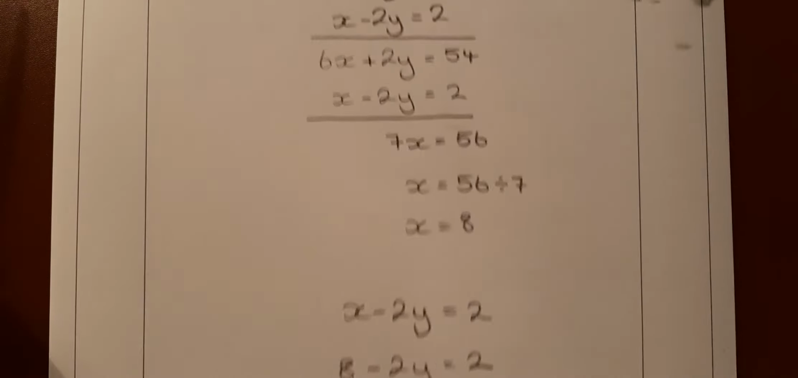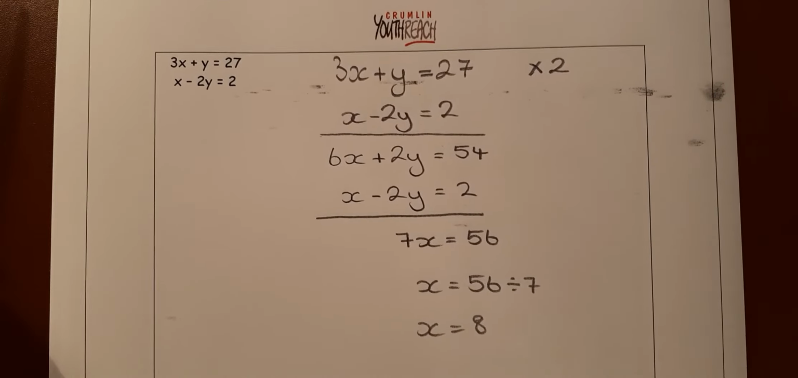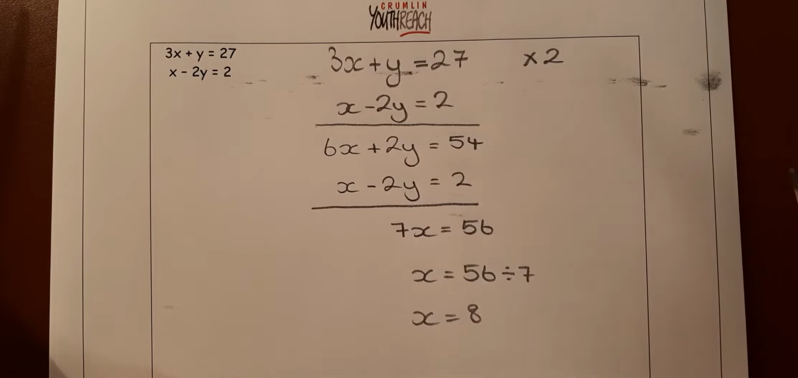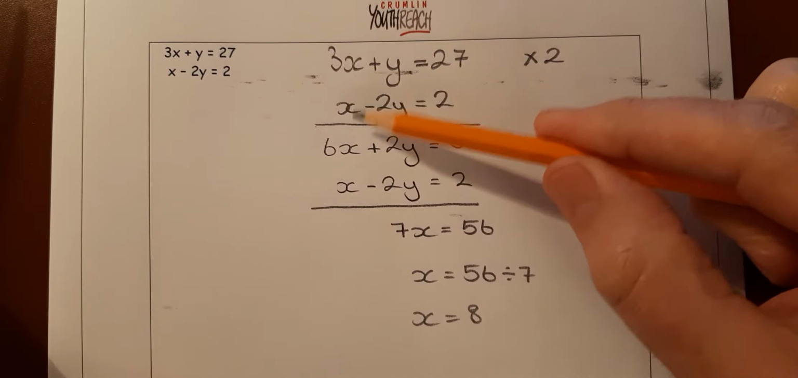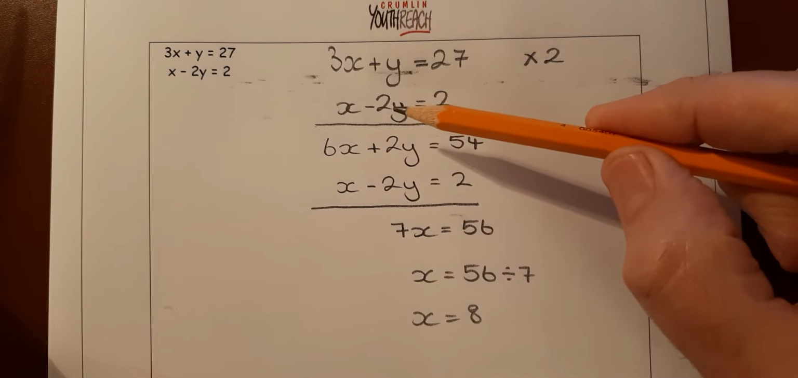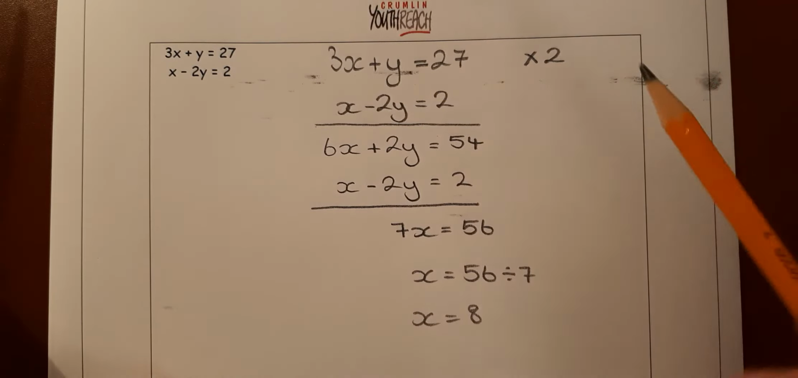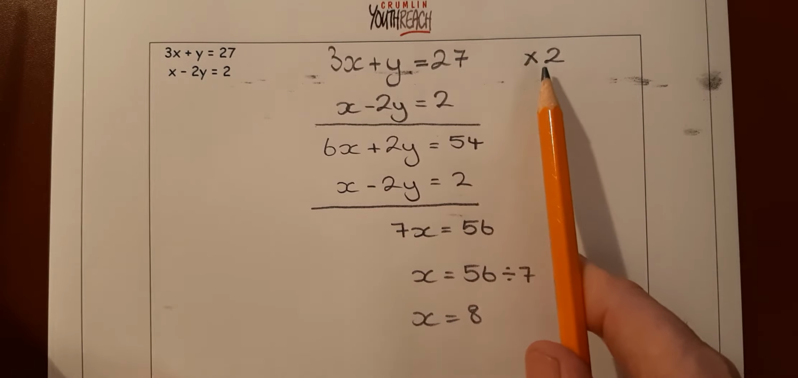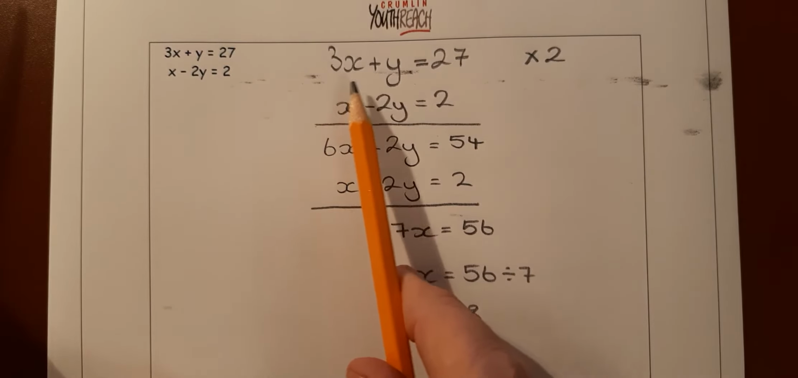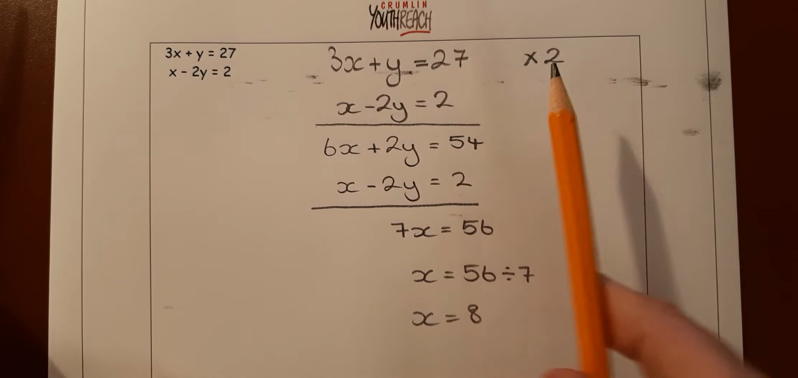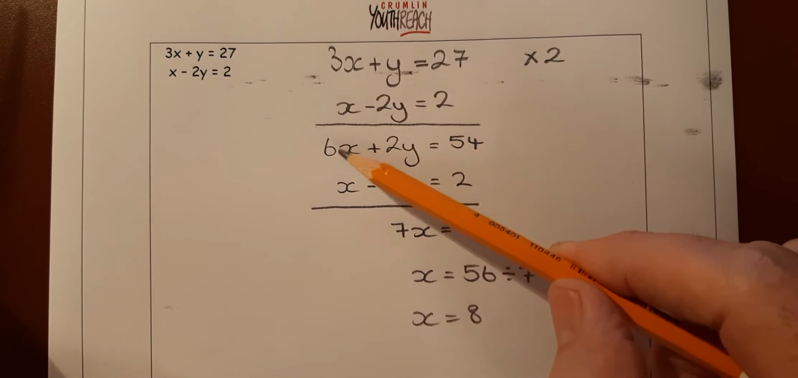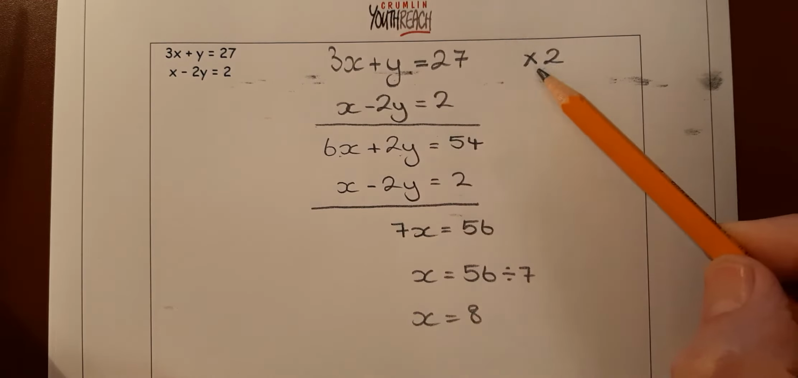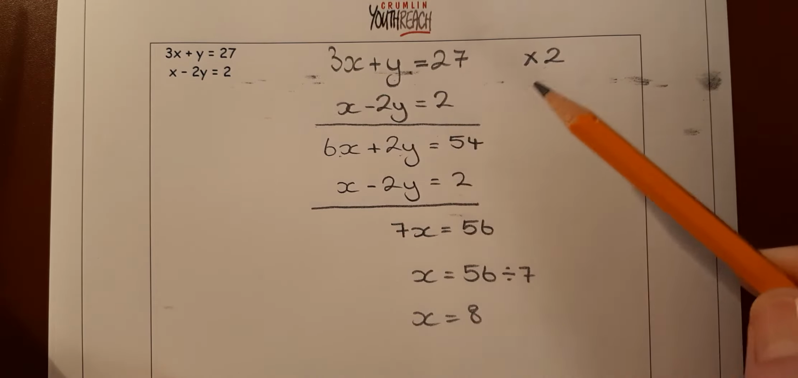The second simultaneous equation that we're given is 3x plus y equals 27, x minus 2y equals 2. So now we have to choose which one of these to eliminate. To me, I'm going to eliminate the y's. And how I'm going to do that is I'm going to multiply the top equation all the way across by 2. So 2 multiplied by 3x gives me 6x. 2 multiplied by y equals 2y. 2 multiplied by 27 equals 54.